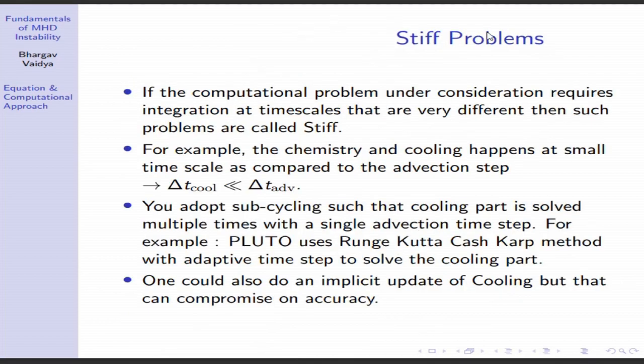These problems are called stiff problems in numerics. There is a huge literature about solving stiff problems. Stiff problems are loosely defined as problems in which you have two very different timescales, in this case the chemistry evolution timescale being very different from the advection timescale. So how do you handle this? One way is to use implicit cooling, but implicit cooling is a little bit inaccurate and very difficult to balance. So use explicit, and in that case you adopt subcycling. Within one advection step, you do multiple small chemistry steps. There are several methods to do this, and Pluto uses something called the Runge-Kutta-Cash-Karp method. This is an adaptive time stepping method.